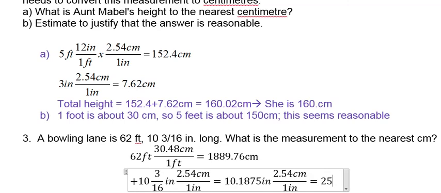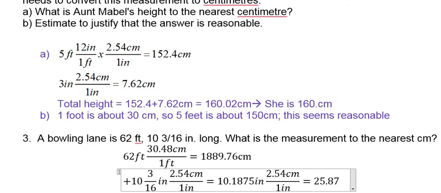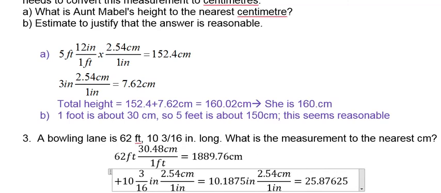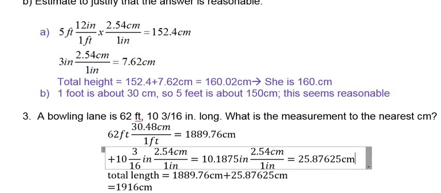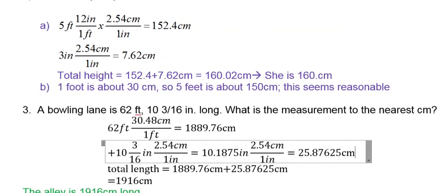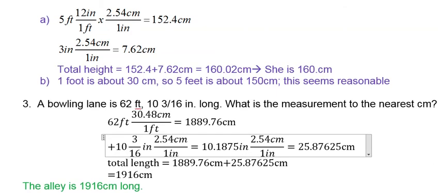That's going to be 25.87625 centimeters. So now we can add those two up to get the total alley length. And the alley is 1,916 centimeters to the nearest centimeter. So that is rounded. But the question did say to the nearest centimeter.